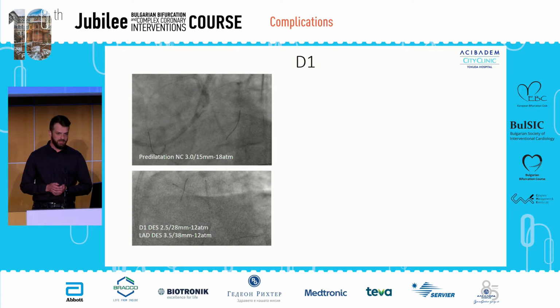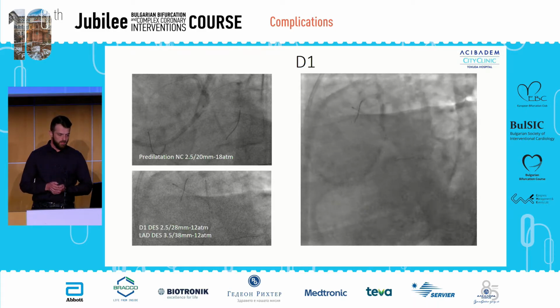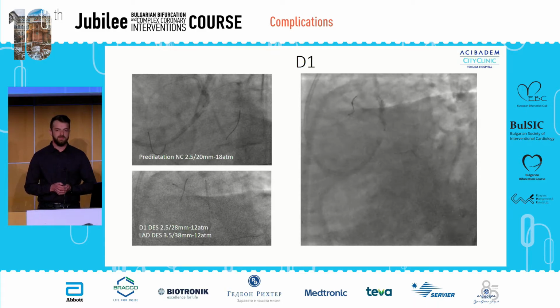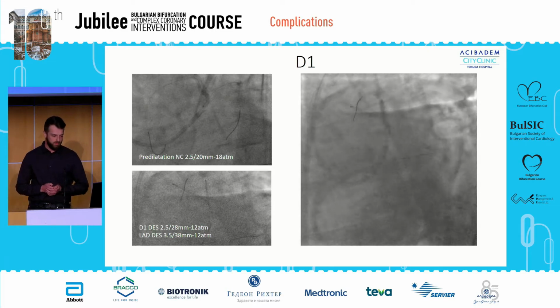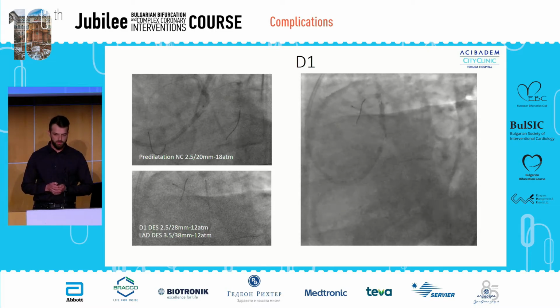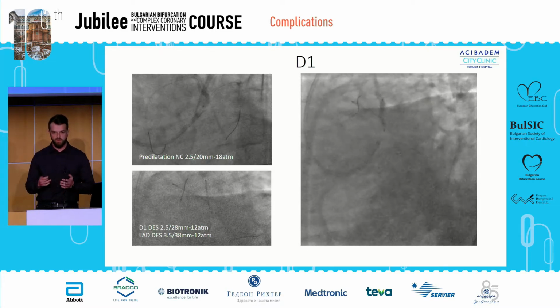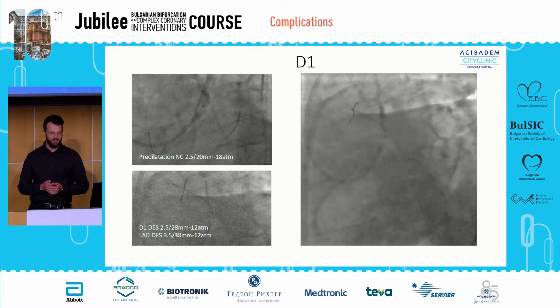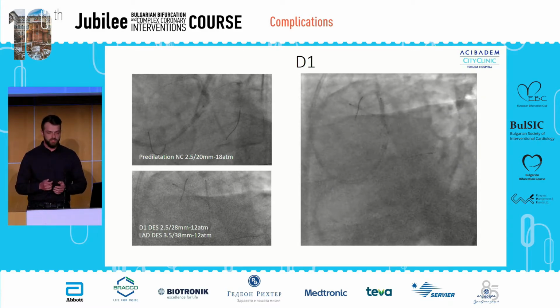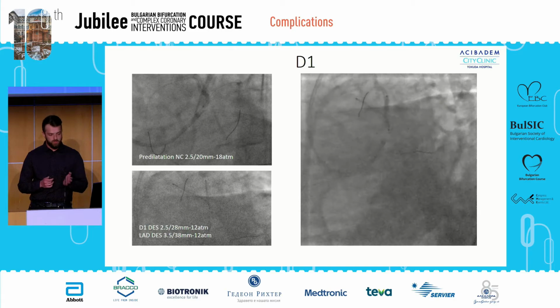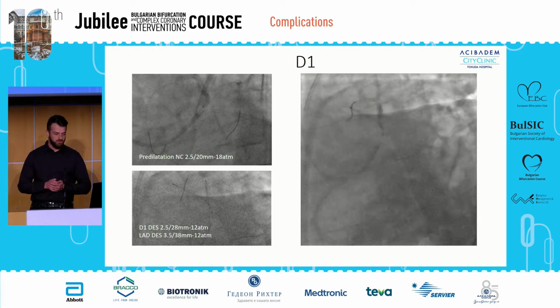They were placed as for a crush, and we implanted the stent in the diagonal branch, just ostial, but to cover the whole ostium of the diagonal branch, protruding enough to be crushed and to cover the ostium.